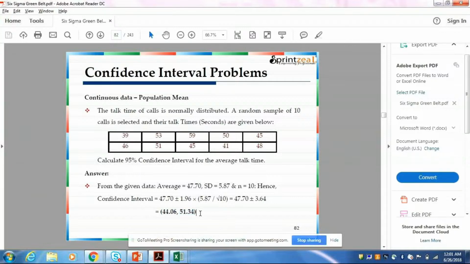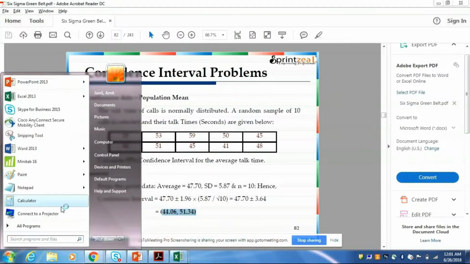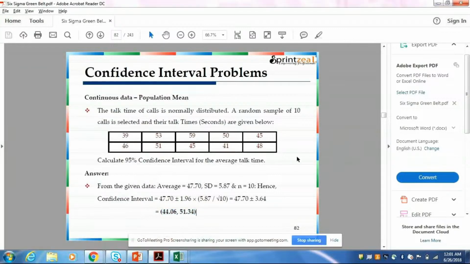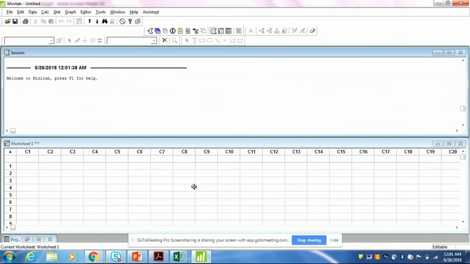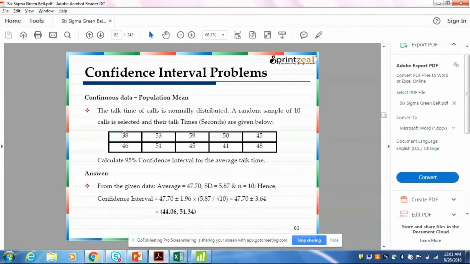Okay, let me just open Minitab. Did you get any response from Minitab, folks? No. Oh, you haven't? Okay.